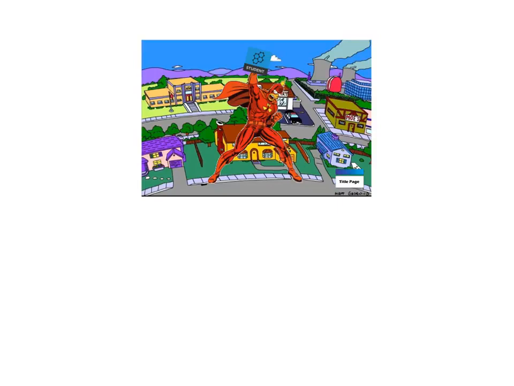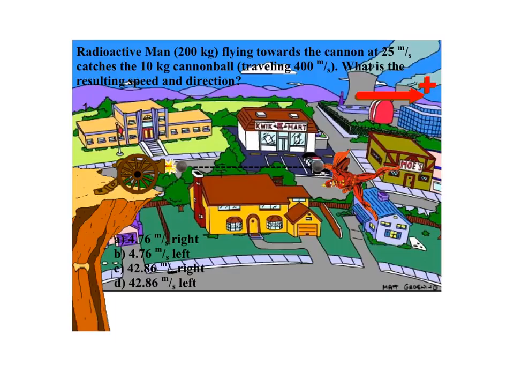Okay, let's try another practice example. So in this one, we have radioactive man at 200 kilograms flying towards a cannon at 25 meters per second, catching a 10 kilogram cannonball traveling 400 meters per second back at it. What's the resulting speed and direction? So note, radioactive man is going to the left, cannonball is going to the right. They're going to collide, they're going to be caught. So that is like key wording telling you this is an inelastic collision. And just to keep things simple, we're going to define to the right positive and to the left negative.